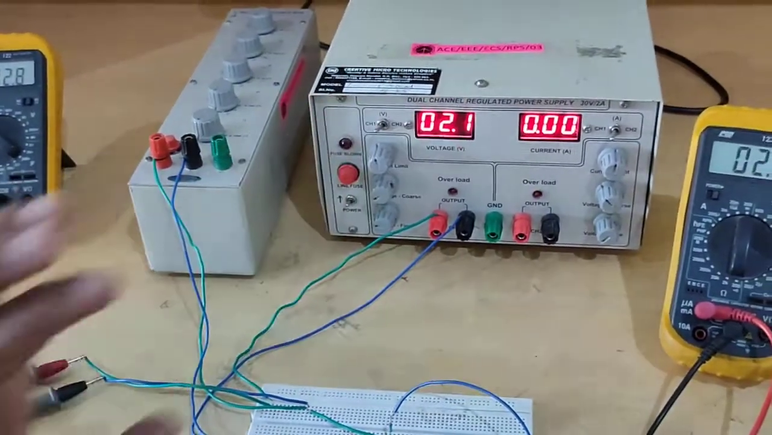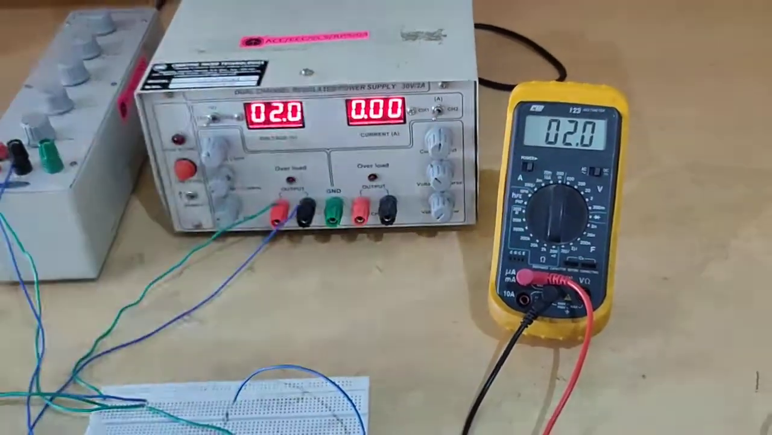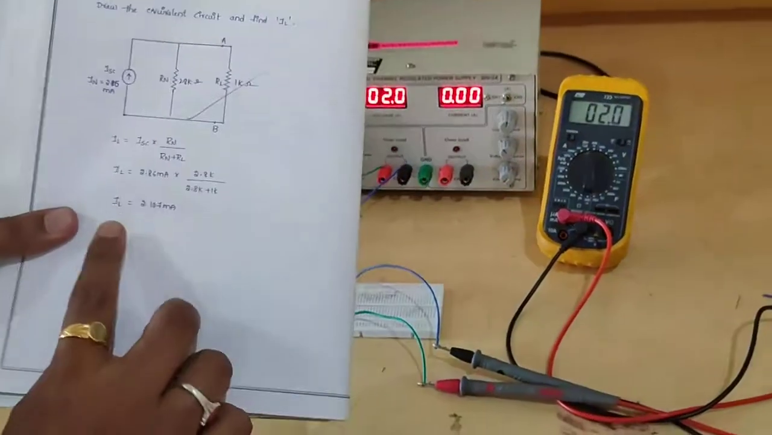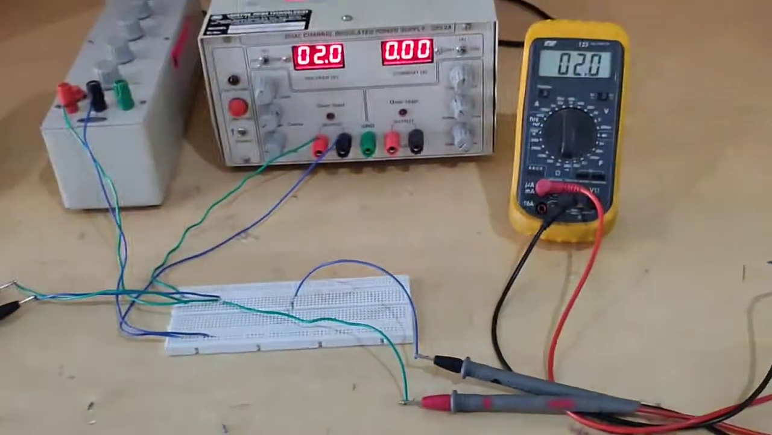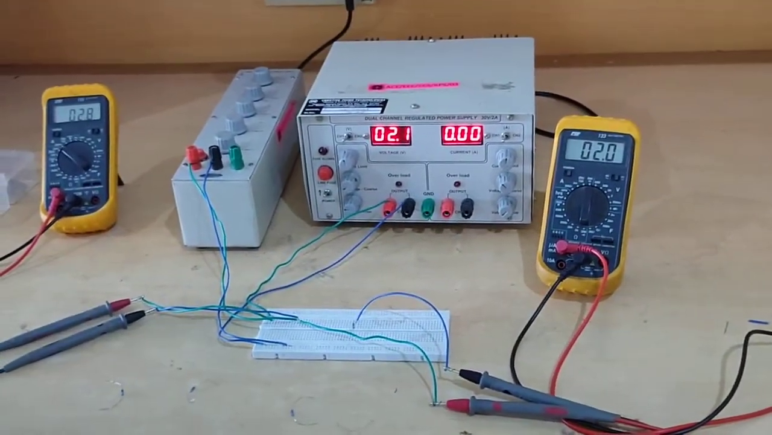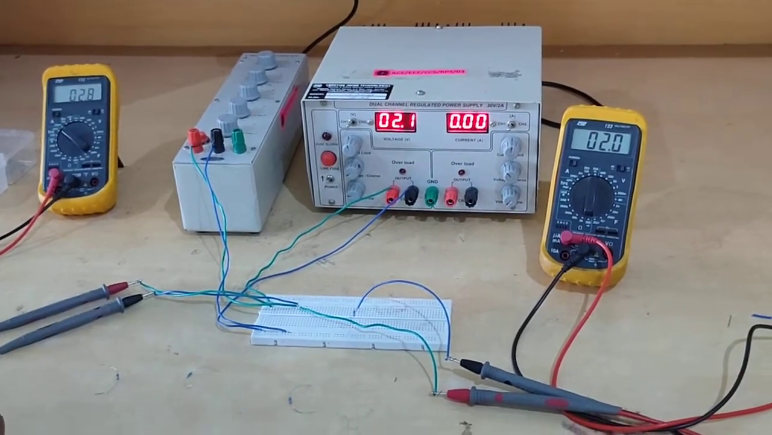So with this voltage, what I am getting here is 2.1 milliamperes of load current. So hence it is verified. IL is equal to 2.1. So hence it is verified. In this way you have to perform the practical experiment by using this apparatus. Okay, thank you.